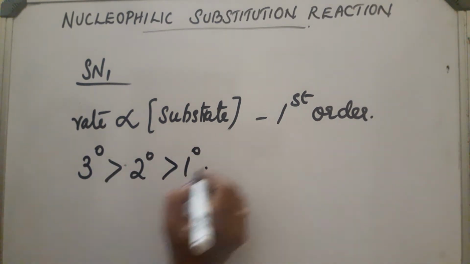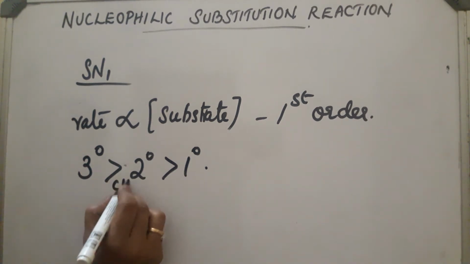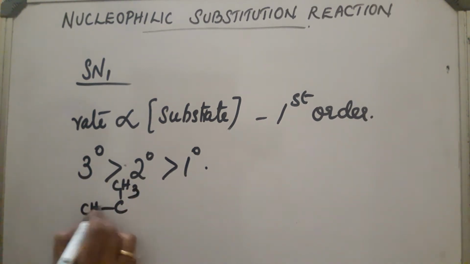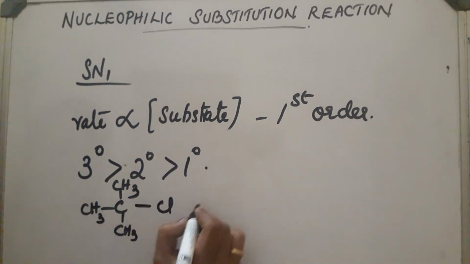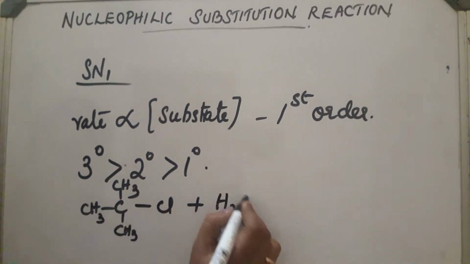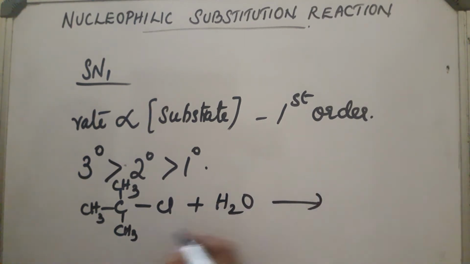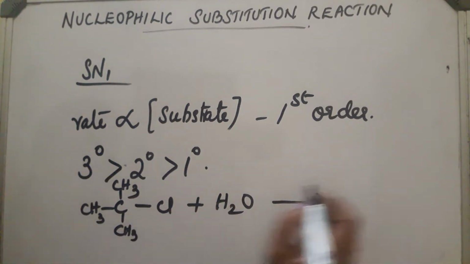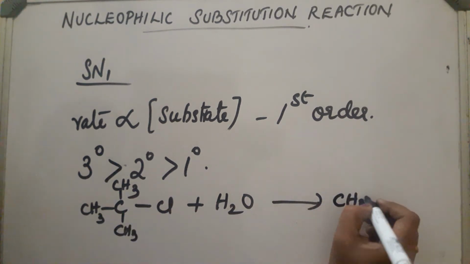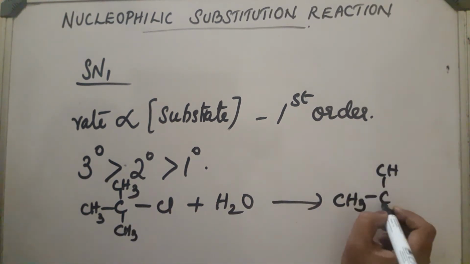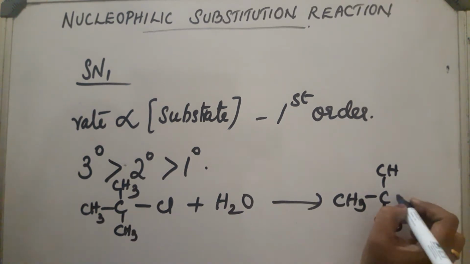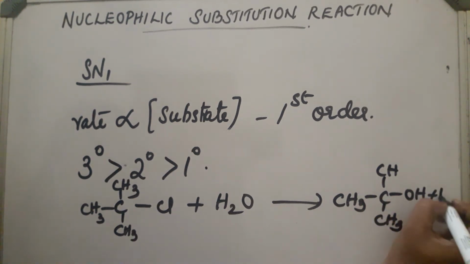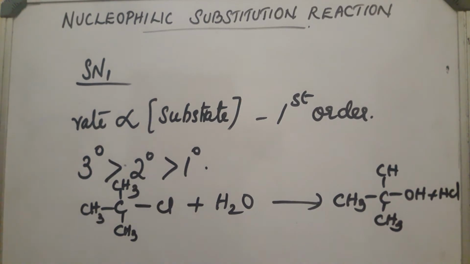Let us see one example. CH3, Cl, in the presence of water, from which the OH minus nucleophile comes. The solvent used is water. So OH minus will come and attack. The product obtained will be the alcohol plus HCl. This will be the reaction. So this much about the SN1 reaction.